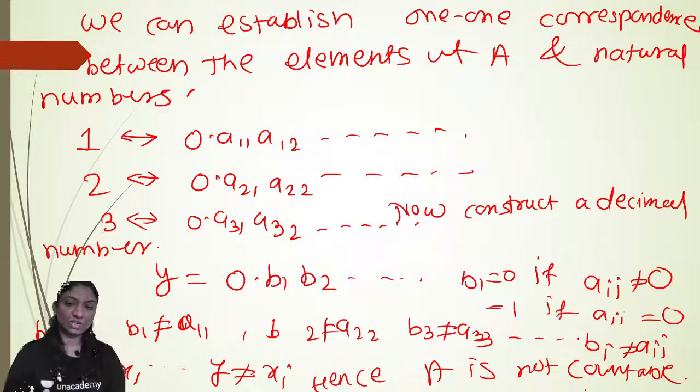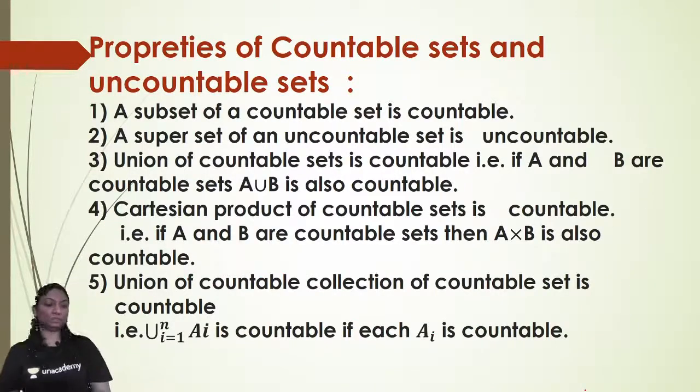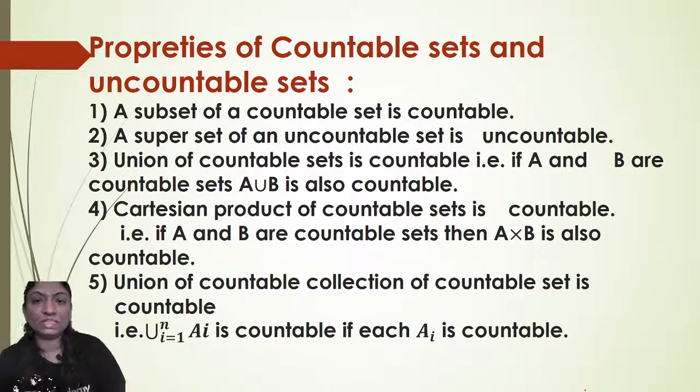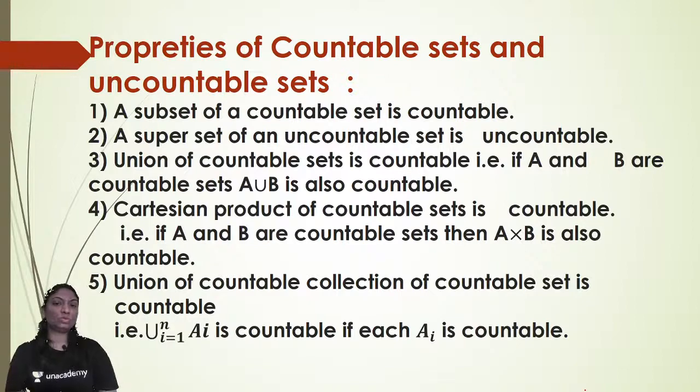It is a contradiction. Therefore, A is not countable. Now we'll see the properties of countable and uncountable sets. A subset of a countable set is countable. A superset of an uncountable set is uncountable. Union of countable sets is countable. That is, if A and B are countable sets, then A union B is also countable.